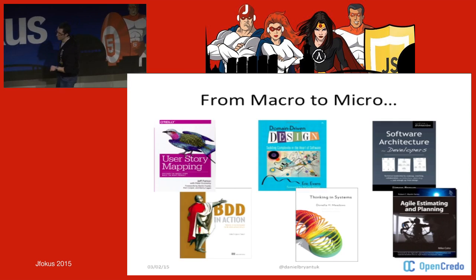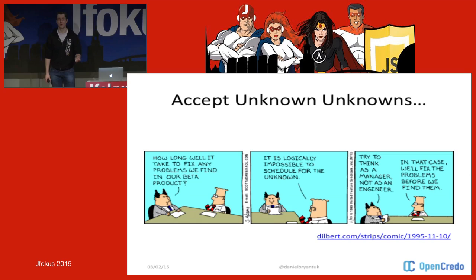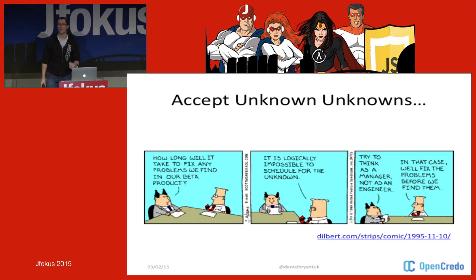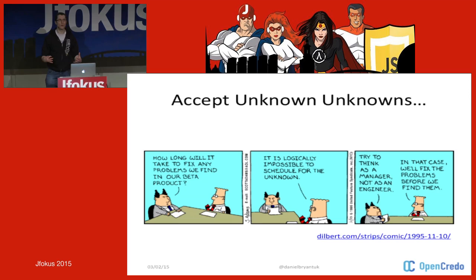So one thing I would say is you have to accept some things are going to be unknown. As the joke here is Dilbert, it's like, it's logically impossible to schedule for the unknown. Think more like a manager. We'll fix problems before we find them. But yeah, as developers, I think we often like to think everything's in our control. We like to think we're logical, but stuff isn't. I've seen all too many projects that have succeeded or failed because of unknown unknowns. So just accept that, I think, is my advice there.